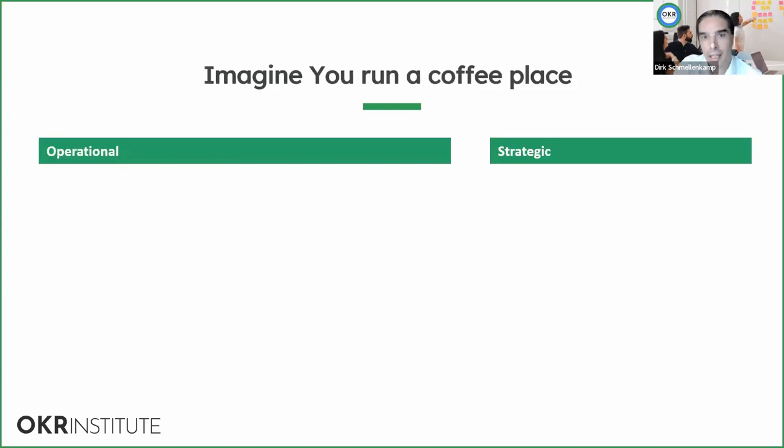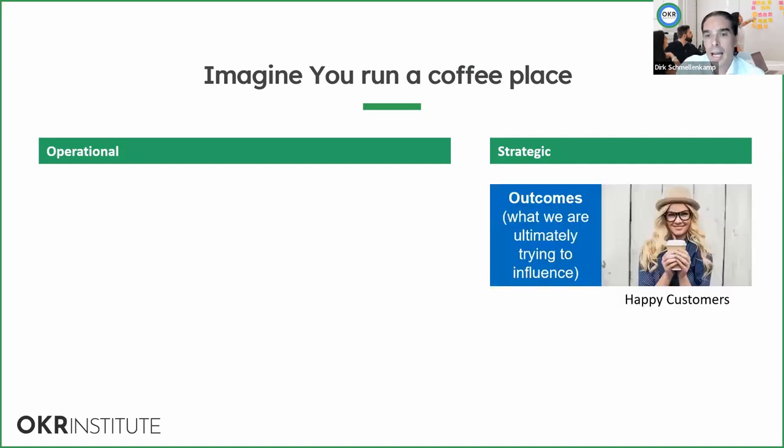So let's imagine you have a coffee place. You run a coffee place in Singapore or in Kuala Lumpur, and the outcome is you want to have happy customers. So this is an objective. I want to increase the happiness of my customers. So how can you measure that? Now you have to measure this happiness factor.